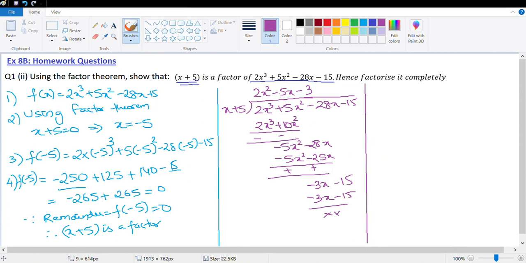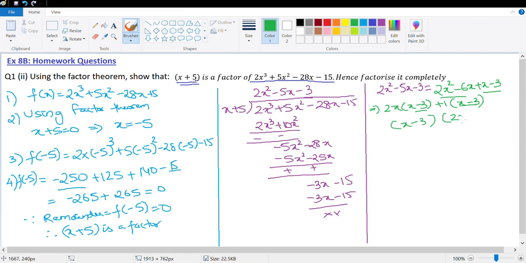Now to see whether we can factorize 2x square minus 5x minus 3. I need to find factors of negative 6, the sum of which should be negative 5. So that should be negative 6 and plus 1. Yeah, that should do it. So 2x square minus 6x plus x minus 3. Grouping it the way I've underlined, 2x times x minus 3 plus 1 times x minus 3. x minus 3 is common, which means x minus 3 times 2x plus 1.